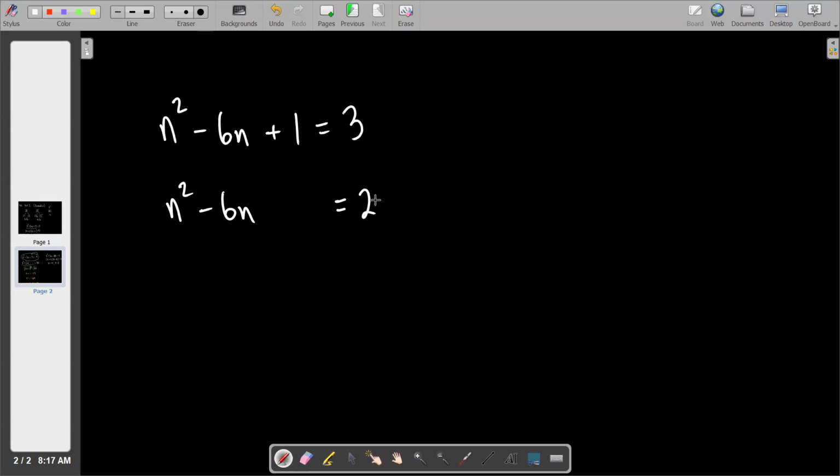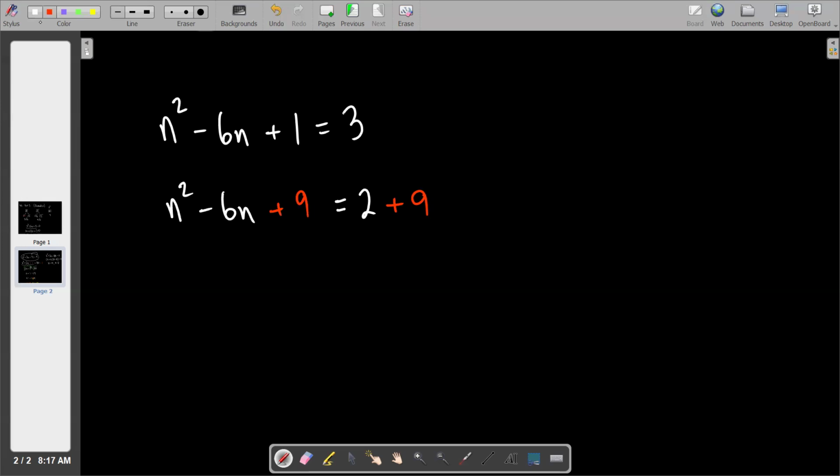2. Perfect. And then we follow the algorithm. What number goes in the blank? No. Plus 9. Add 9 there to complete the square. Add 9 here to not anger the math gods. Remember, keep the balance intact. Don't mess up the juju.